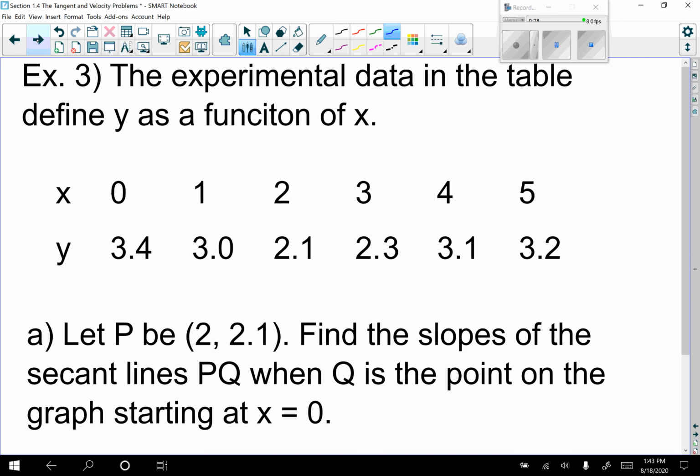All right, here's another similar problem. Go ahead and pause the video to write this down. Okay, so this question is a little different. It says, let P be the ordered pair (2, 2.1). So we're looking at this point right here as point P.